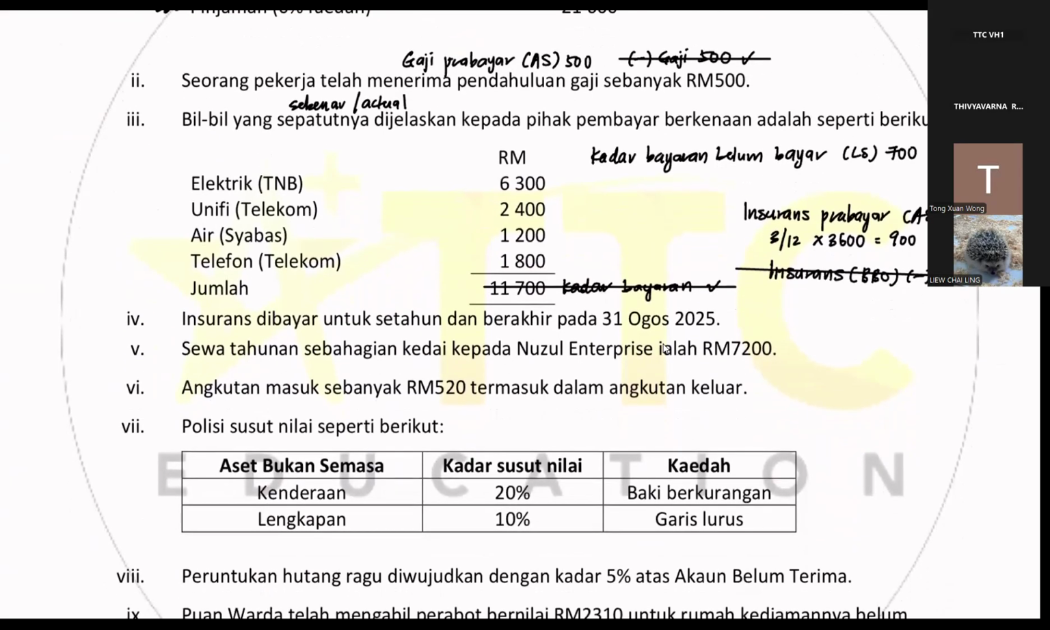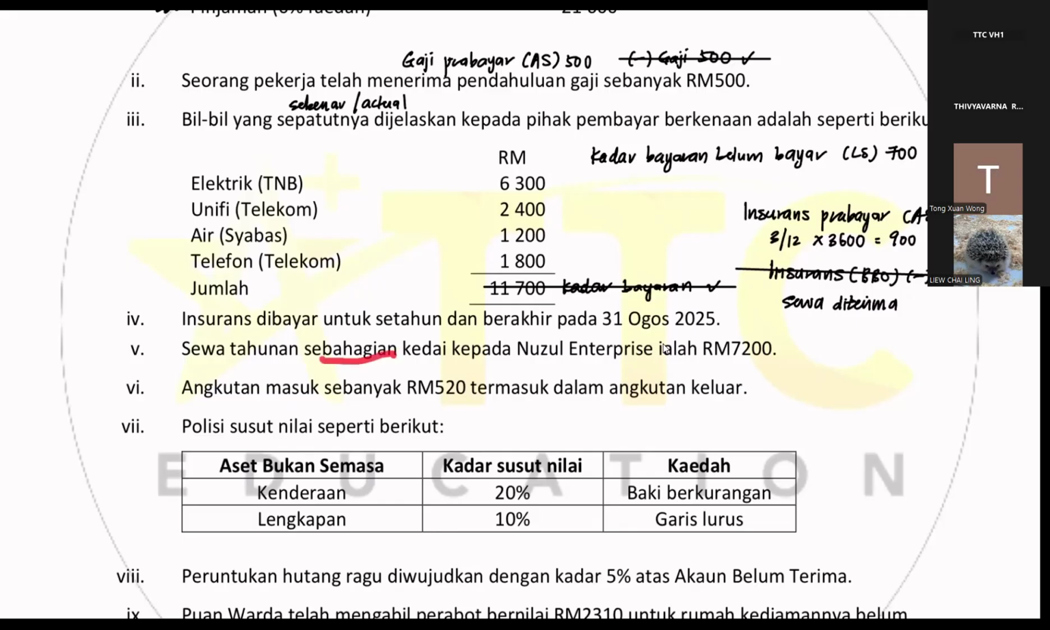Then number 5, sewa tahunan sebahagian kedai kepada Nurul Enterprise. That means we rented out our place to outsider. So it is sewa diberi or diterima. It will be sewa diterima because we rented out our place, so we are going to receive the rental fee. So sewa diterima, dimension here.